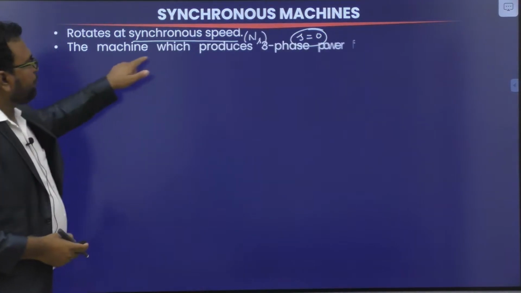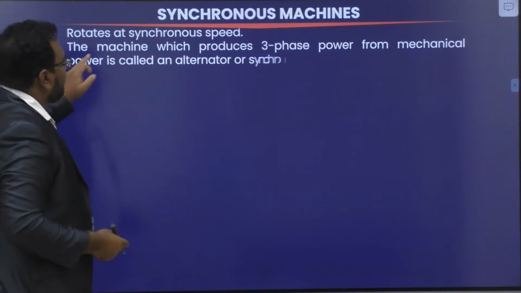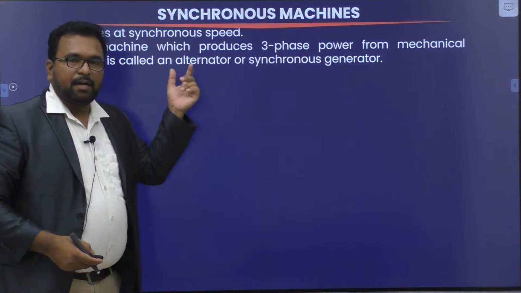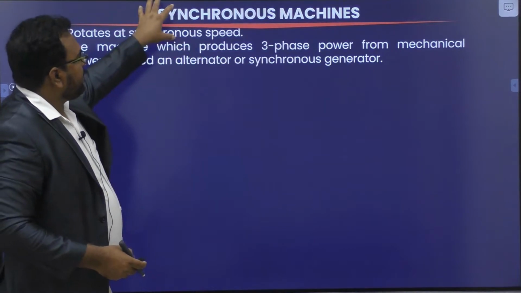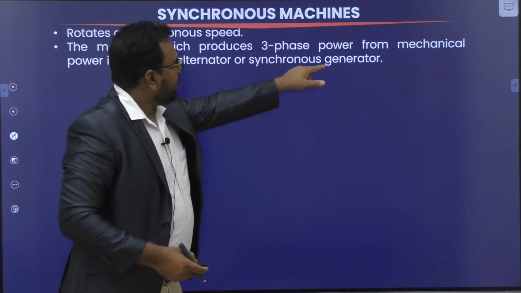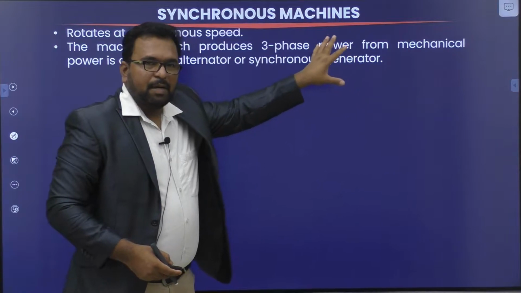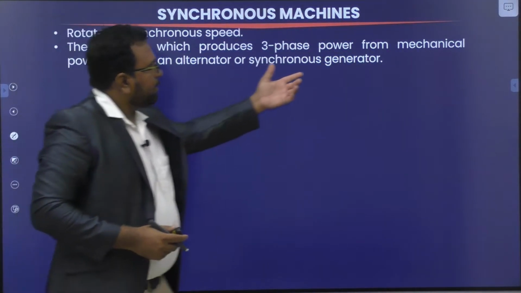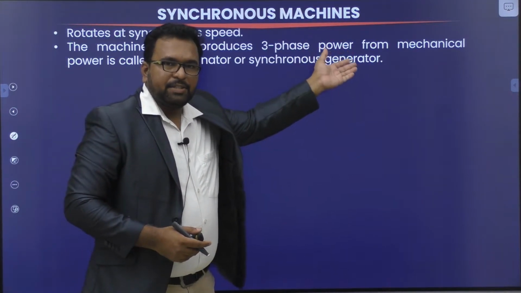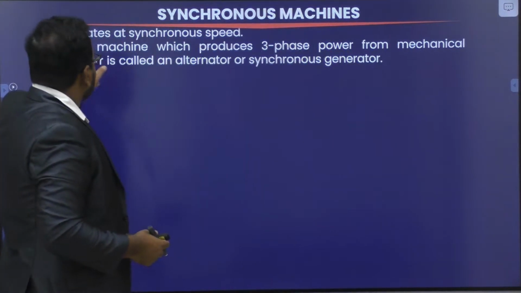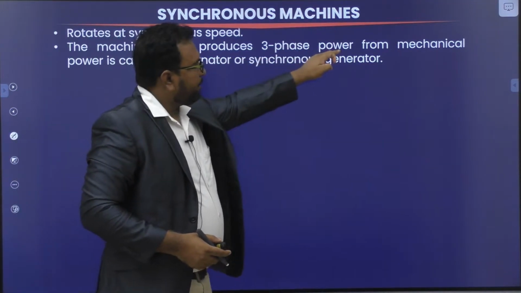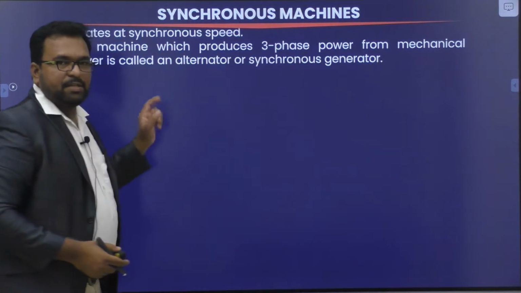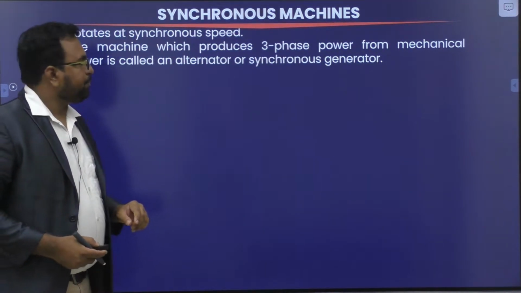The machine which produces three-phase power from mechanical power is called an alternator or synchronous generator. In synchronous machines, we are going to study only the synchronous generator as part of our syllabus. We are not going to study the synchronous motor. So what is a generator? A generator converts mechanical energy into electrical energy. The machine which produces three-phase electrical power from mechanical power is called a synchronous generator.